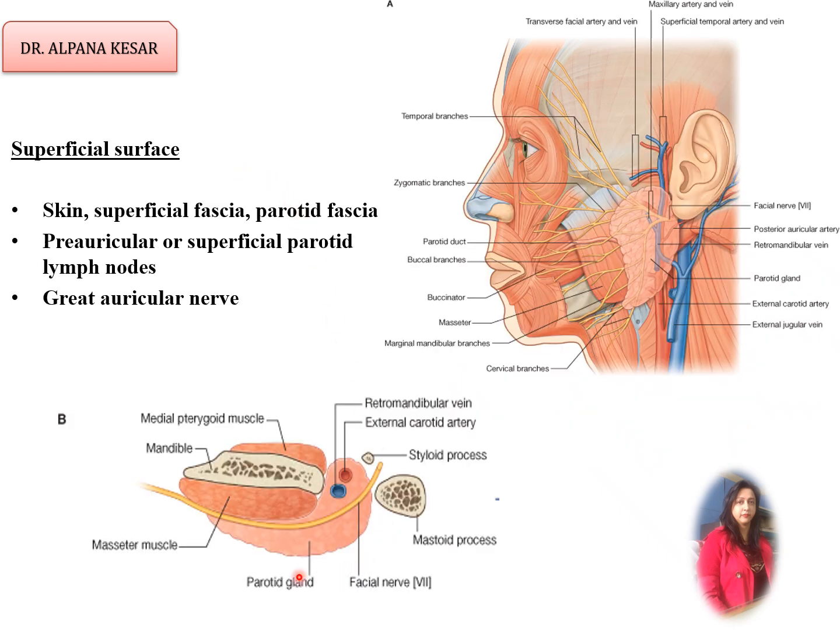This is the superficial surface. To the superficial surface is related skin, superficial fascia, parotid fascia, superficial parotid lymph nodes, and great auricular nerve, which is a sensory nerve present in the skin overlying the parotid gland.